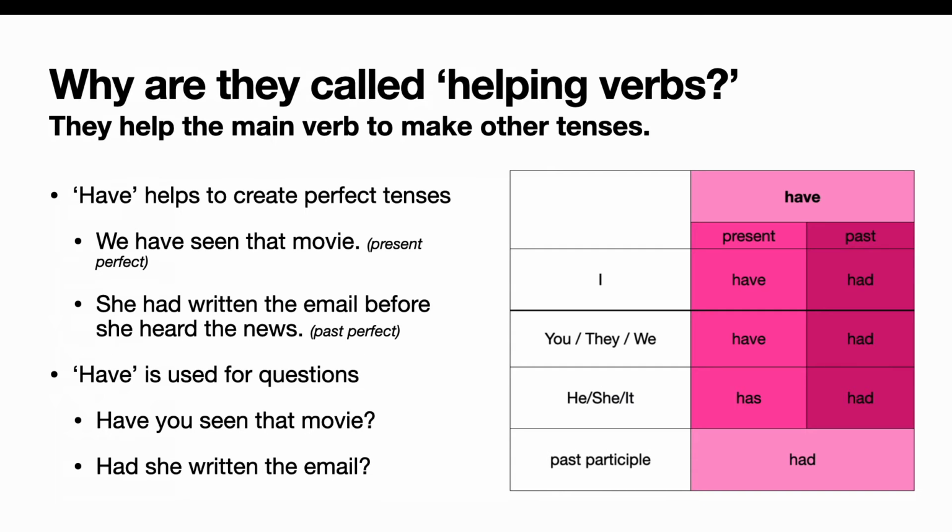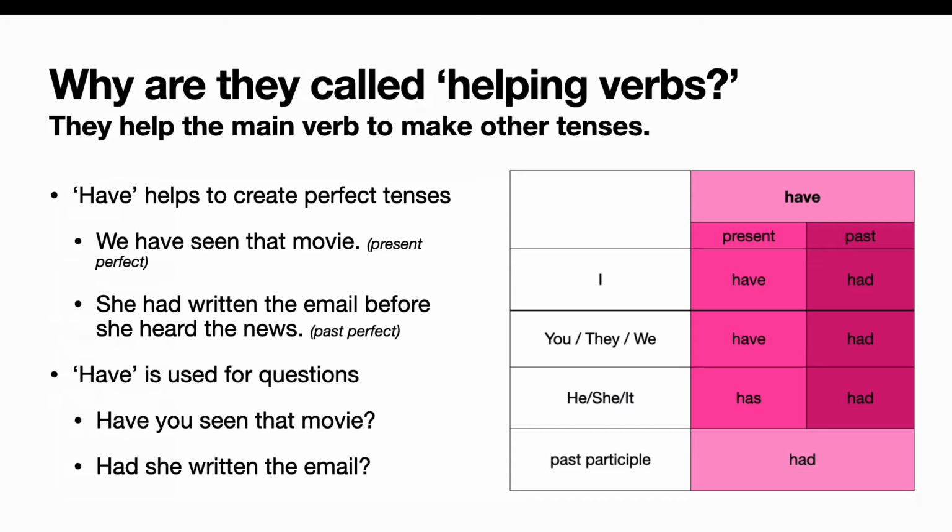Next, we have the verb have. We use have to create the perfect tenses. So here are 2 examples of perfect tenses. We have seen that movie. That's the present perfect tense. She had written the email before she heard the news. That's the past perfect tense.